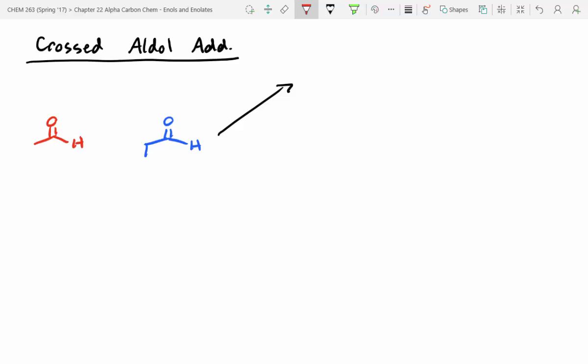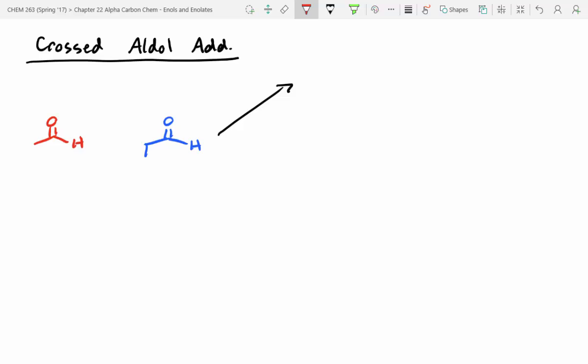Does anybody want to help with the stats of this? How many products should we get out? 1, 2, 3, 4, 5, 6. What's the answer to the universe? So in this case, consider it this way, right? We could have 2 of the red aldehydes react. That would be one product. We could have 2 of the blue aldehydes react. That would be our second product. We could have a red react with a blue, or we could have a blue react with a red. So we've got 4 potential products.